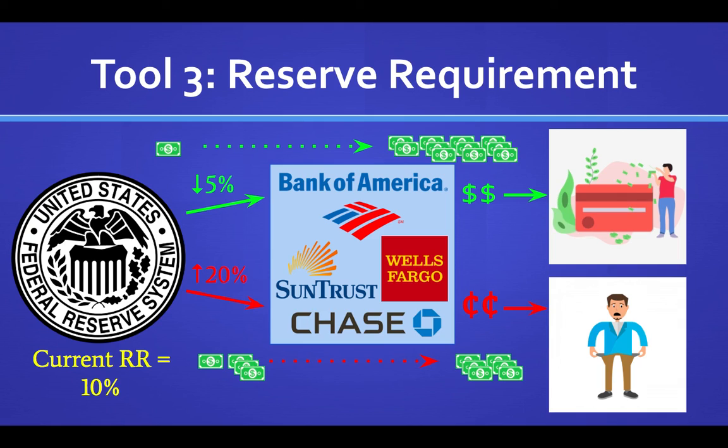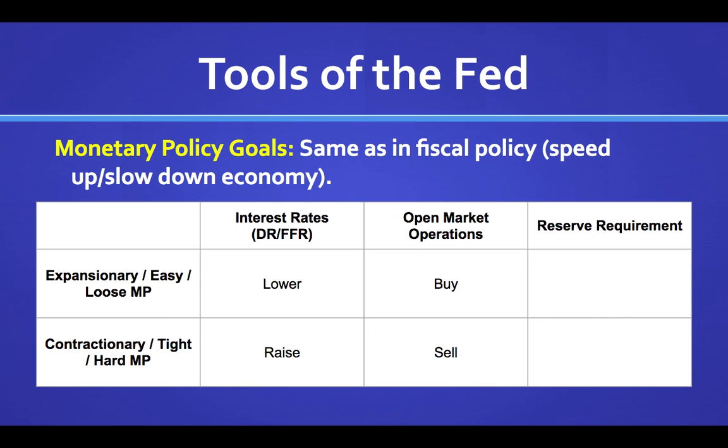So this is the least used tool. It's like a drastic measure tool. Like the interest rates they do all the time, the bonds they do all the time, but this is one that they hardly ever use.